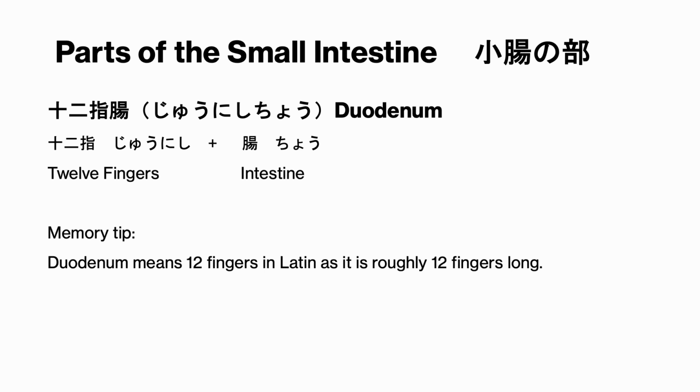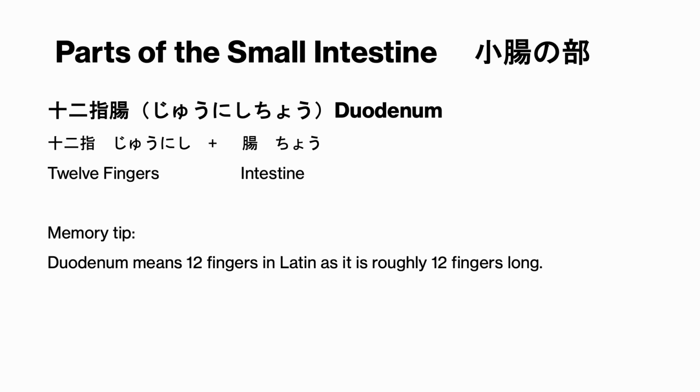Now I've added a memory tip to help remember the word and the kanji, with the tip being that the duodenum means 12 fingers in Latin, as the duodenum is roughly 12 fingers long. Now what I've found when looking into the Japanese vocabulary and how they're made is that understanding the etymology or the origins of the English word from which the Japanese word is derived can help explain or link how the Japanese word came together. And I found this to be particularly the case in parts of the small intestine, as we'll see further in the next slides.